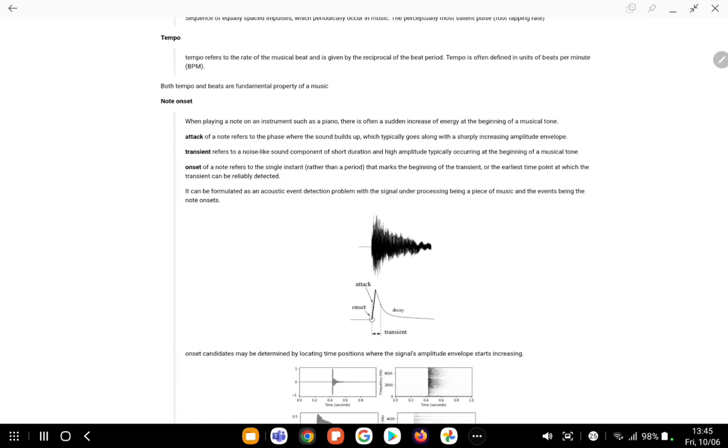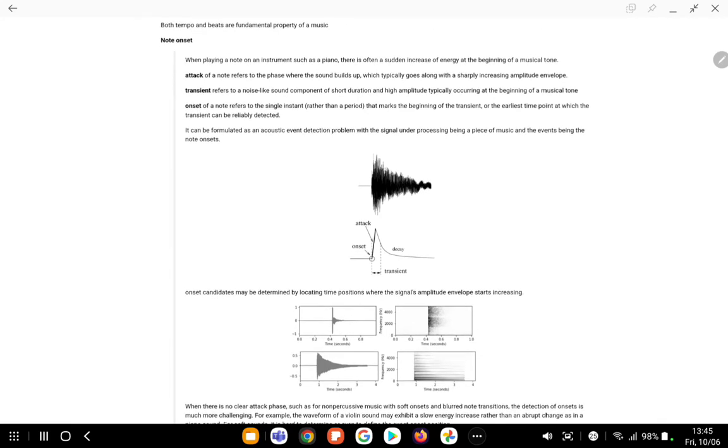Now the main thing we are going to discuss here is the note onset. Let's take an example. If you're playing a piano and you play a note, there's a sudden increase in the energy of the signal. It has different phases associated with it. There's a phase in which the amplitude is high as it's increasing, called the attack phase. Then there's a period in which it stays roughly constant, or has a small decay, called the transient period. Then there's a period in which it is decreasing, that's the decay. So a note onset is not a period, but a moment in time when the energy is increasing or just starting the attack phase.